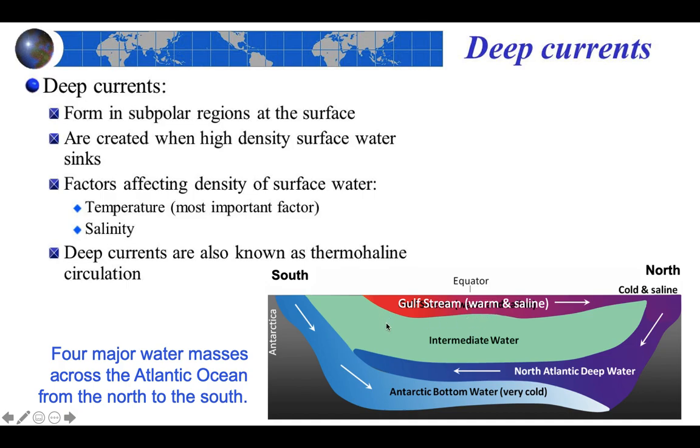Then there's this intermediate water mass coming from about 30 to 60 degrees north latitude, where the temperatures are relatively cooler. And so this water basically sinks underneath the Gulf Stream, or the warm surface water, and makes the intermediate Atlantic water mass. And you see this big tongue of green intermediate water sandwiched between the warm Gulf Stream and the North Atlantic deep water.